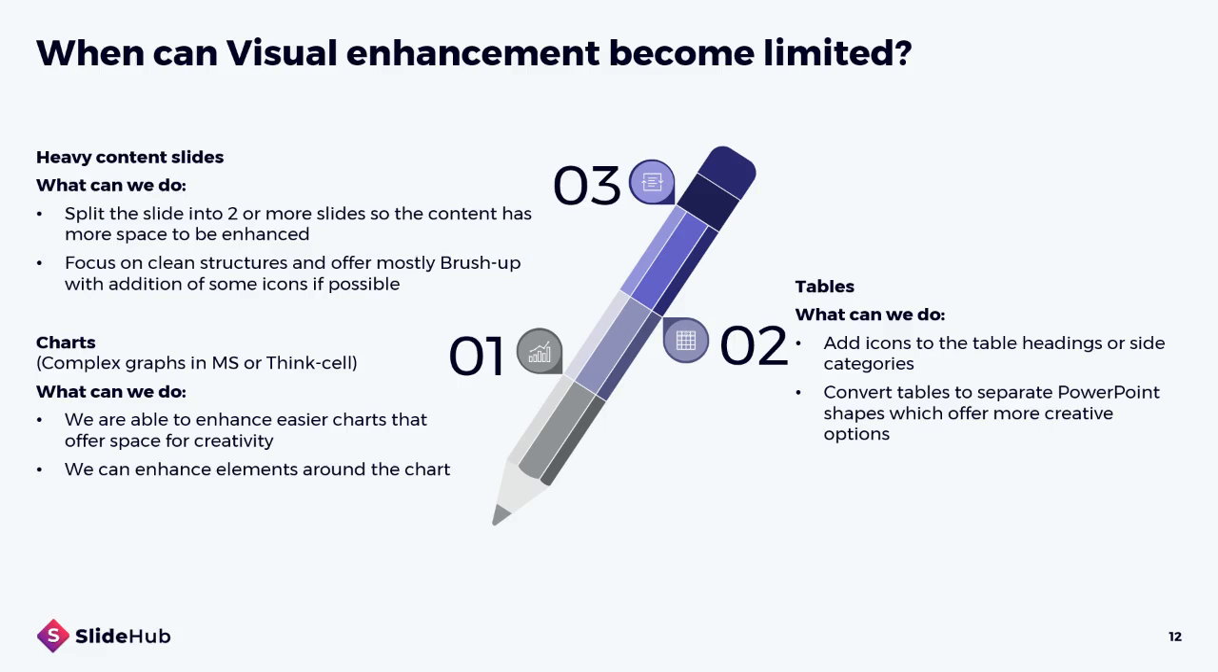And the third case are heavy content slides. What we can do with these types of slides is to split them into 2 or more slides so the content has more space to be enhanced. Or what would be the default solution is that we would usually focus on clean structures and offer mostly brush up with possible addition of some icons if the space allows for it.